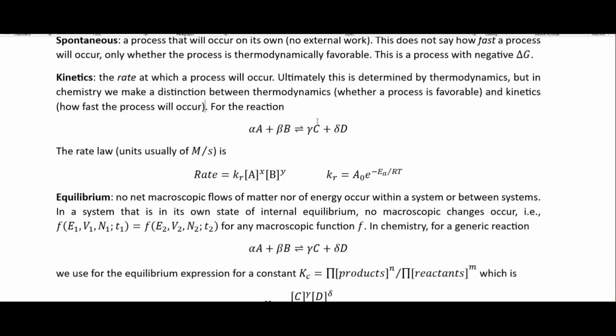So if we think of a generic reaction like this one, where you have A plus B becoming C plus D, then the rate law for this, we can see this only takes into consideration the concentrations of the reactants, not the products.